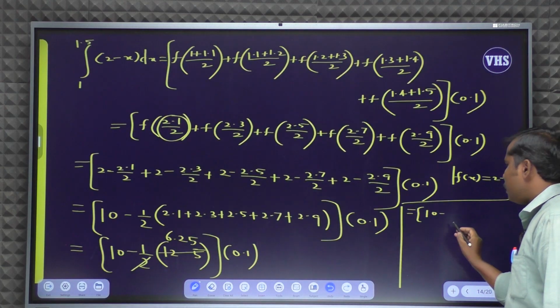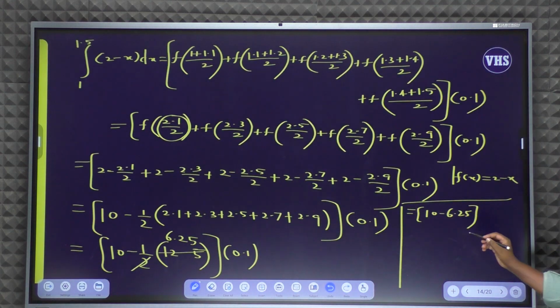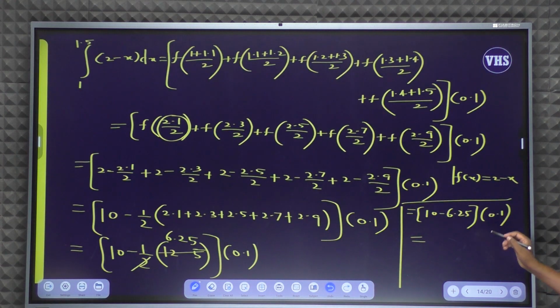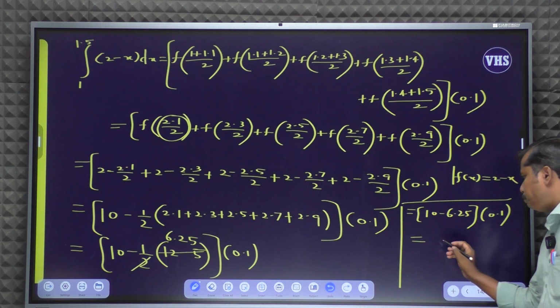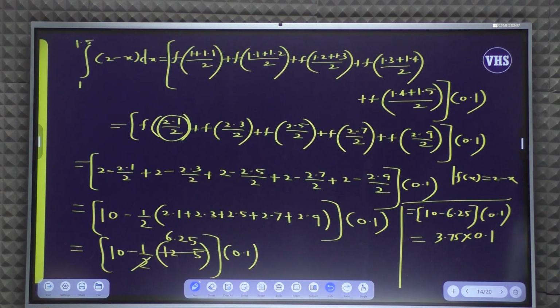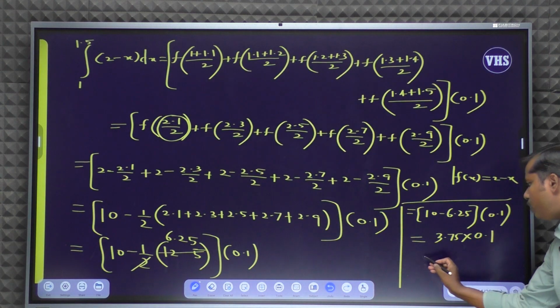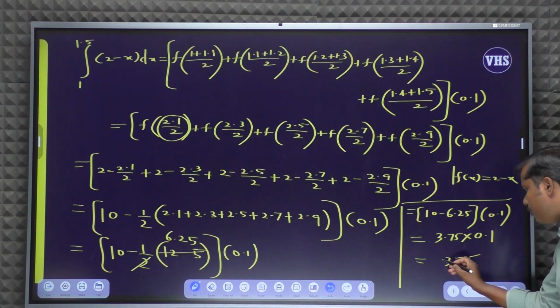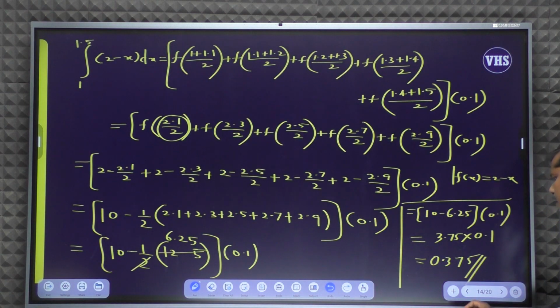10 minus 6.25 into 0.1. What is 10 minus 6.25? 3.75. 3.75 into 0.1. So if you multiply by 1, you are getting 375. Totally how many decimal places are there? 2 plus 1, 3. So 3 digits you have to move forward. Point will come up here. So eventually the answer is 0.375.